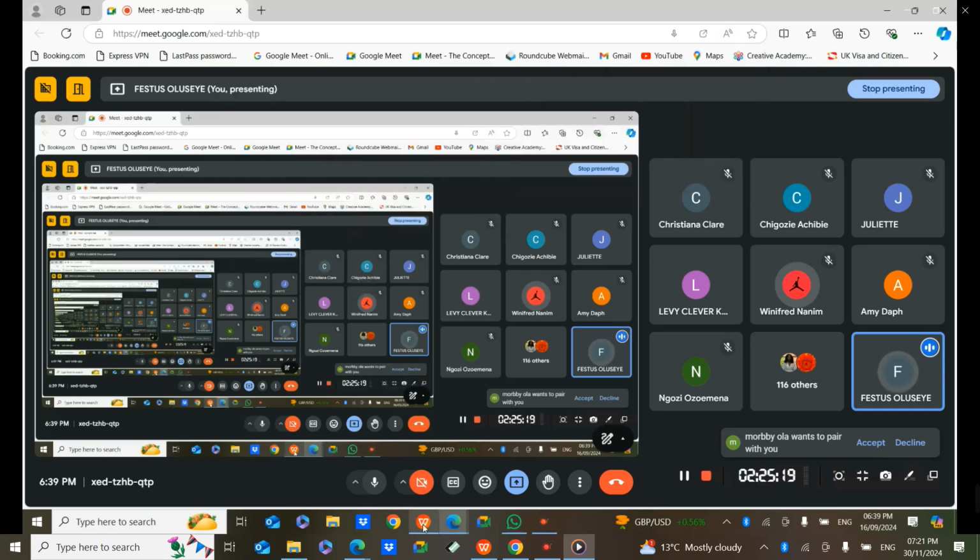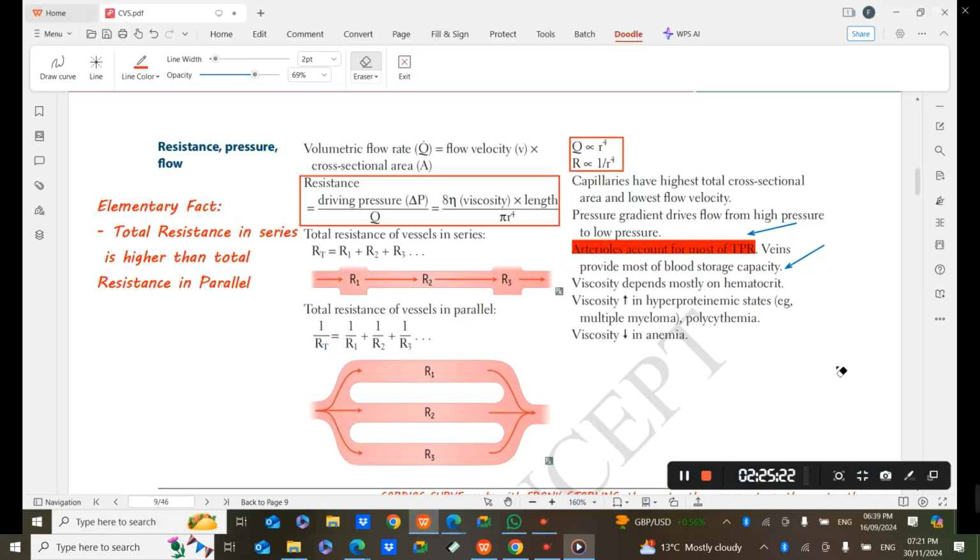Okay, let's continue. So now, what is going on with respect to resistance, pressure, and flow? Please, there is nothing here to cram unless you just like cramming. The only point you want to note in this area, one of the few points you want to know in this area, is this formula. This formula is very, very important, and they will give you a question on it.